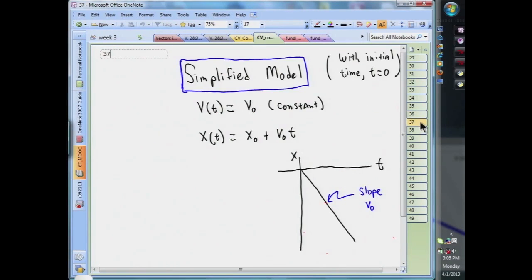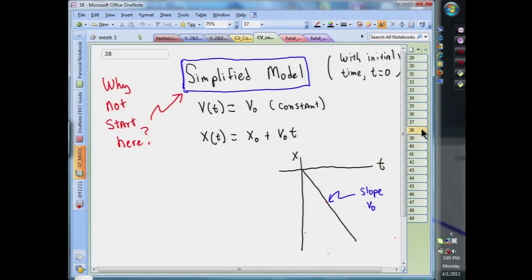This means we could write a simplified model of the motion with the beginning time at t equals 0 in just this way, where we recognize the function x of t as the equation of a line with slope v naught, the x component of velocity.